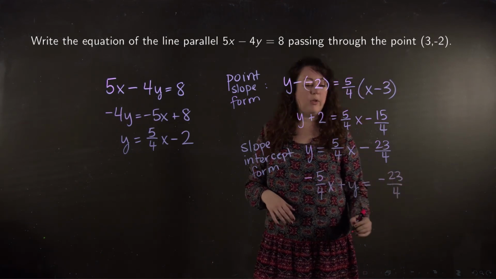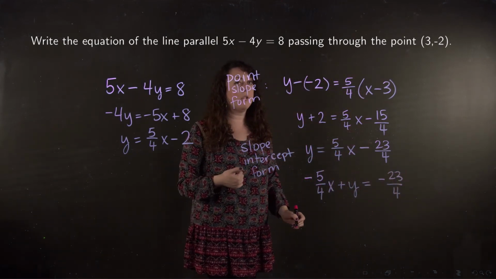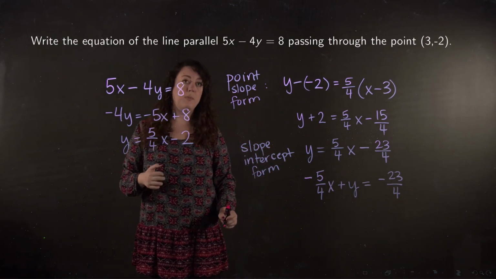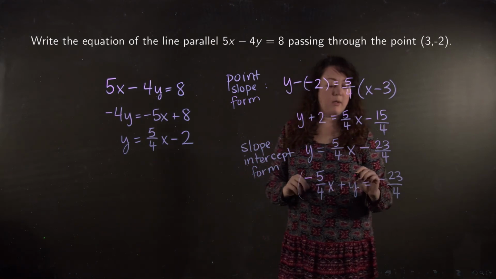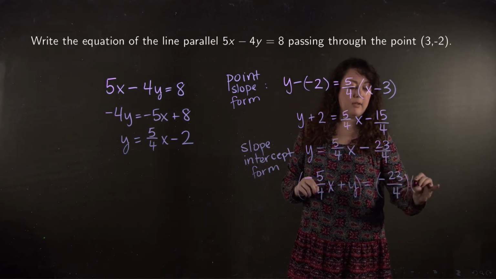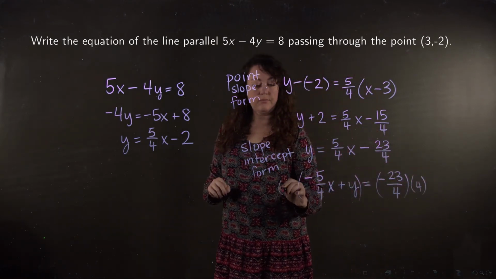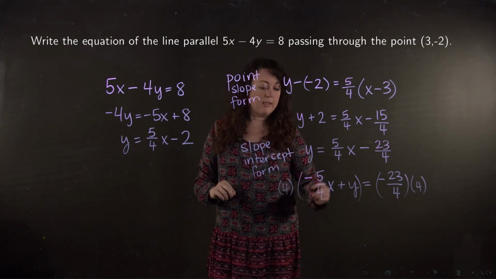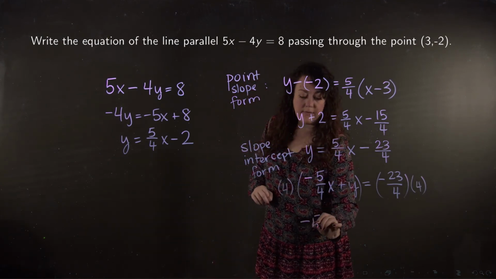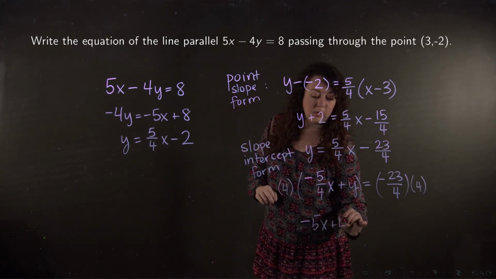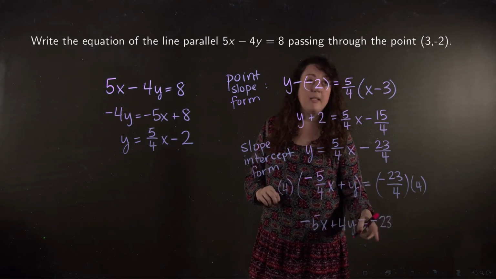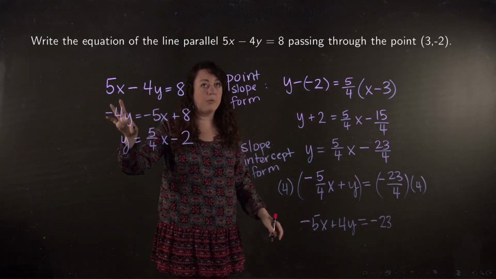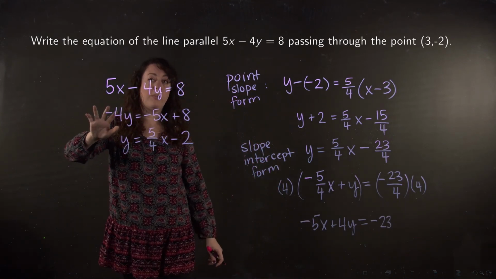And then my other goal is that I want to have all of my coefficients be integers, which means I need to get rid of that 4. So I'm going to multiply both sides of my equation by 4 to cancel out the denominators. The left-hand side times 4 is going to leave me with negative 5x plus 4y, and the right-hand side is going to give me a negative 23. So that's the form that we started with over here when we were looking for our original slope.